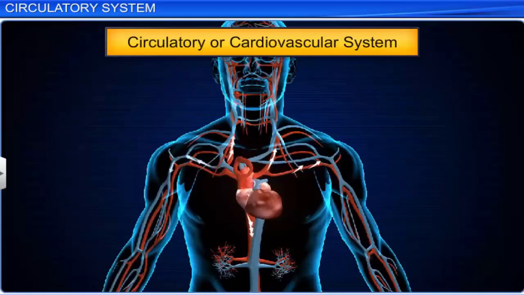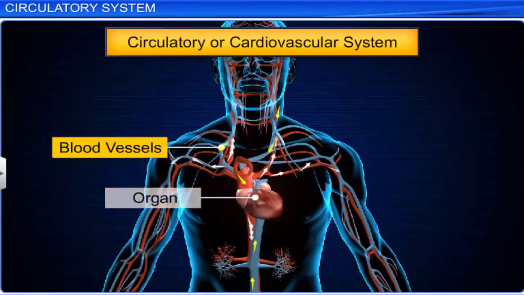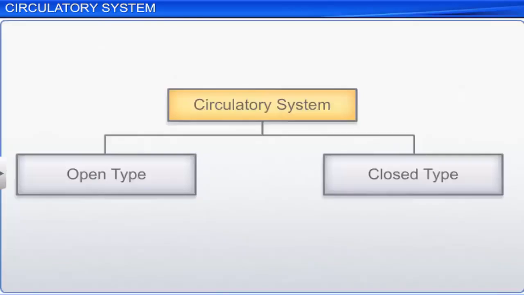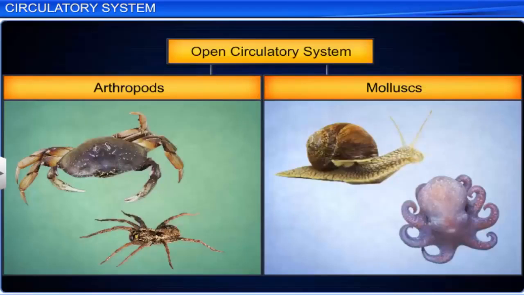The circulatory system or cardiovascular system refers to the organs and blood vessels involved in the transport of blood throughout the body. It is of two types, open and closed. An open circulatory system is found in arthropods and mollusks.